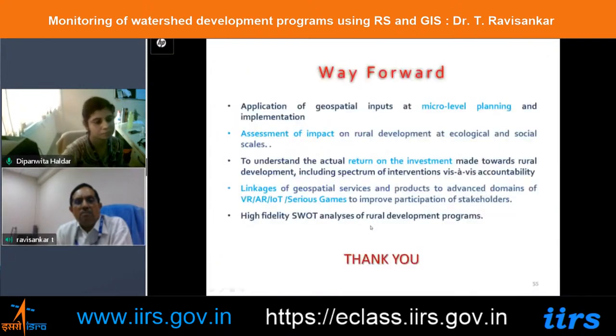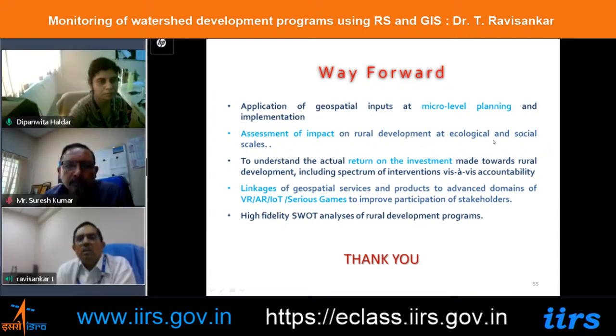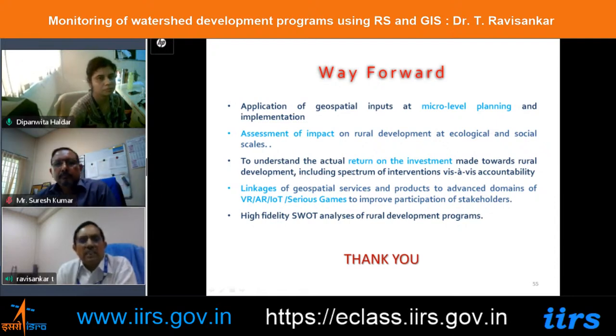So with this, I am concluding my lecture, and this is the way forward for watershed and rural developmental planning. You can see the application of geospatial inputs at micro level planning and implementation is on the rise, and there's a demand. And after that, once you implement, assessment of impact on rural development at ecological and social scales is what everyone is asking, and to understand the actual return on the investment made towards rural development, including the spectrum of interventions vis-a-vis accountability.